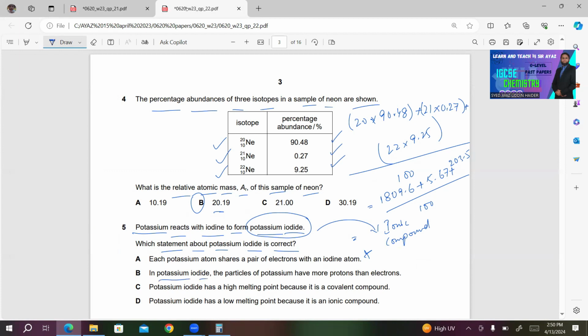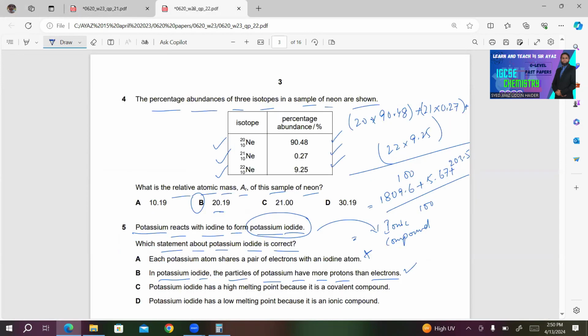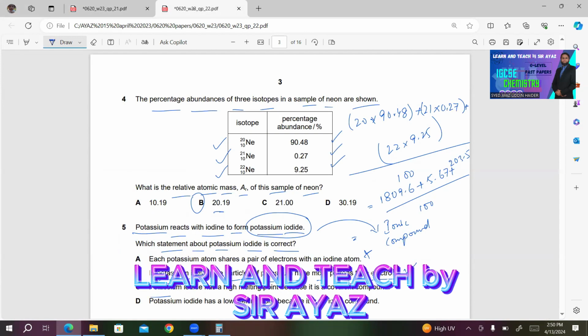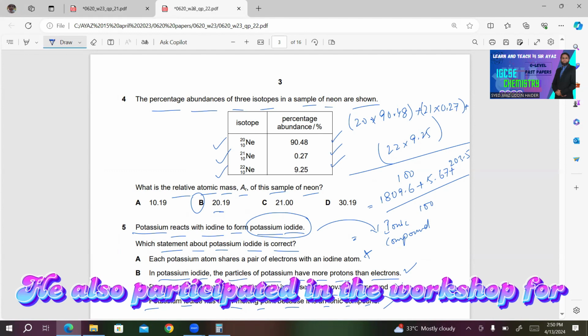B. In potassium iodide, the particles of potassium have more protons than electrons. This statement looks correct to me. So I will write a tick here. Because potassium is a metal, it will lose electrons. So the number of protons will definitely be higher than the number of electrons. C. Potassium iodide has a high melting point because it's a covalent compound. This is wrong because it's due to ionic bonding, a strong electrostatic force. D. Potassium iodide has a low melting point because it's an ionic compound. This is also wrong. It must have a high melting point, due to the presence of ionic bonds. So B will be the right answer for number 5.